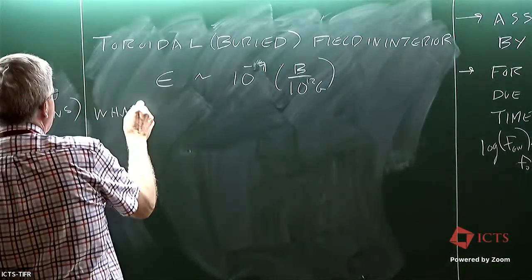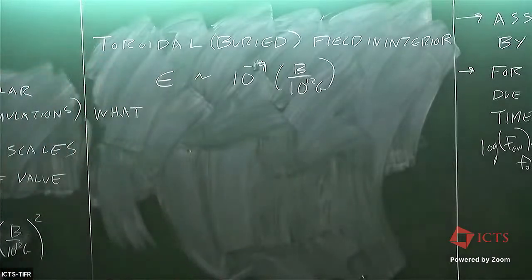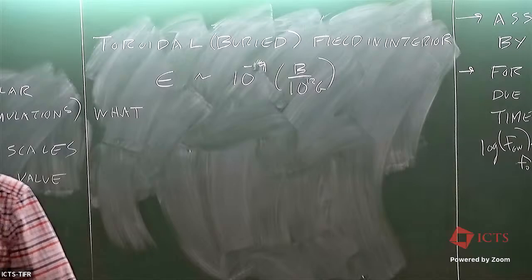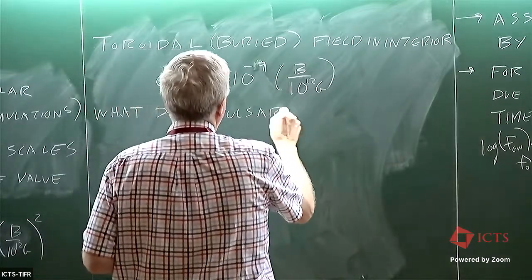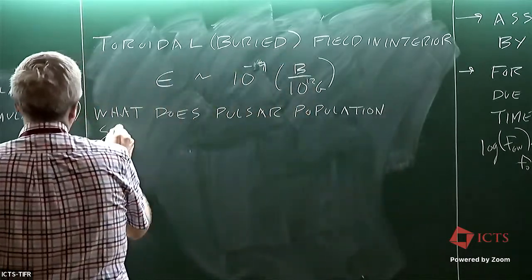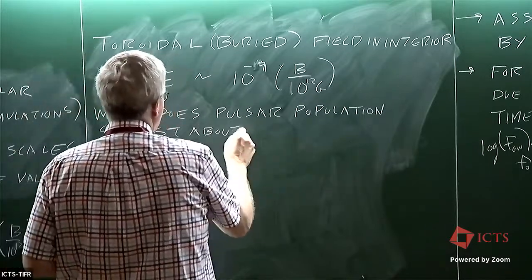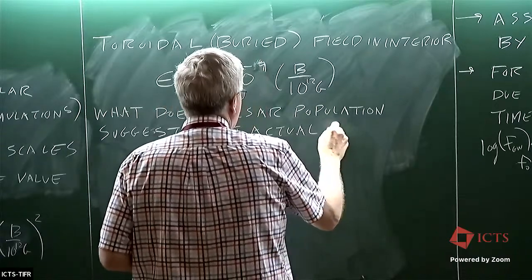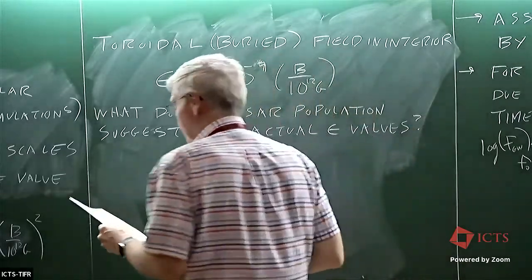Okay, so these are, in some sense, ballpark, back of the envelope estimates of what you might optimistically hope for, but you can also ask, well, what does the data actually look like from known pulsars? We have a lot of information about known pulsars based on their timing. So what does the pulsar population actually suggest about actual epsilon values? Because it turns out we already have quite a bit of information from the pulsar population as to what is possible.